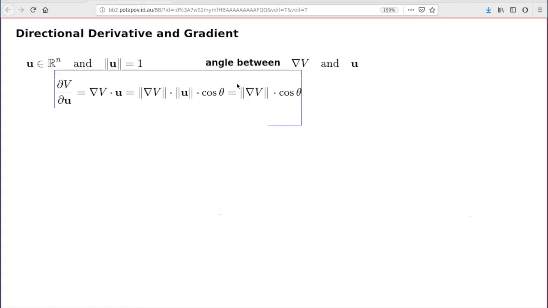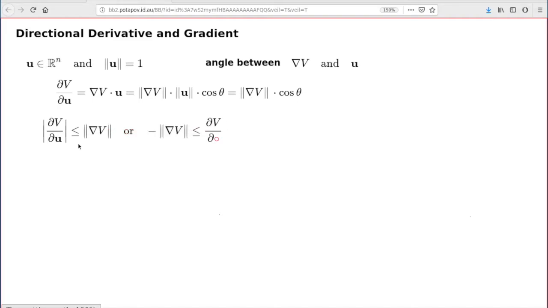Alright, and this formula for the rate of change allows the following interpretation. In fact, we know that the cos function never exceeds 1, or in absolute value it never exceeds 1, and that gives you this relation. That the rate of change in the direction of u, no matter where this direction points, will never exceed the magnitude of the gradient. Rate of change in any direction, regardless of the direction, will never exceed the magnitude of the gradient in absolute value.